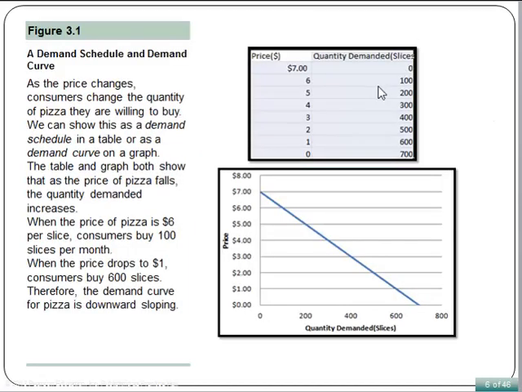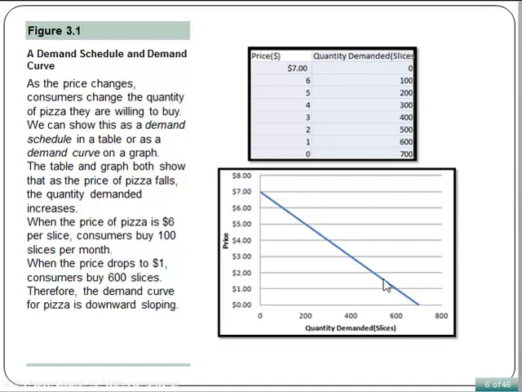Here we go. This table is a demand schedule. It shows the relationship between the price of pizza and the quantity of pizza demanded. This curve graphically shows the same relationship. The table and the graph both show that as the price of pizza falls, the quantity demanded increases. For example, when the price of pizza is $6 per slice, consumers buy 100 slices per month. When the price drops to $1, consumers buy 600 slices.